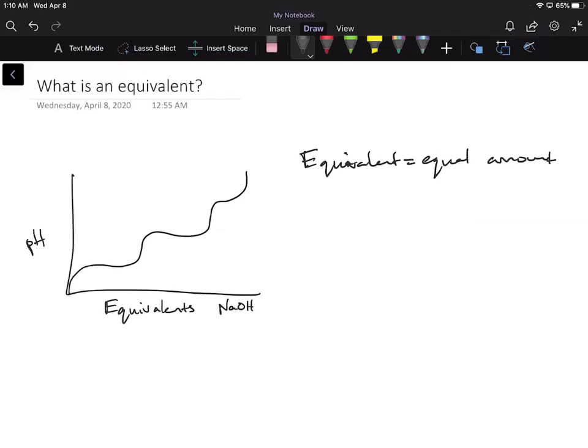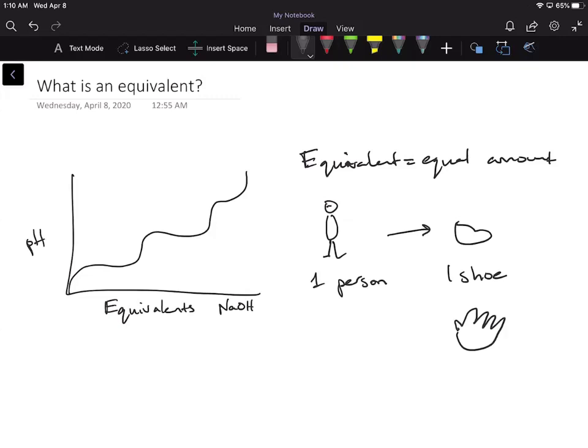So for example, if I had a person, okay, here's one person, an equivalent amount to this would be, if we're talking about shoes, one shoe. It's just an equivalent amount, or it could be one glove if we're drawing a glove. Okay, so we always talk about equivalence. All it means is it's an equal amount.